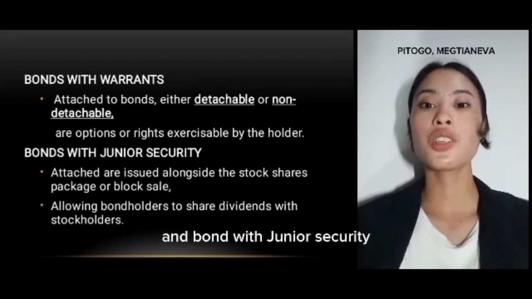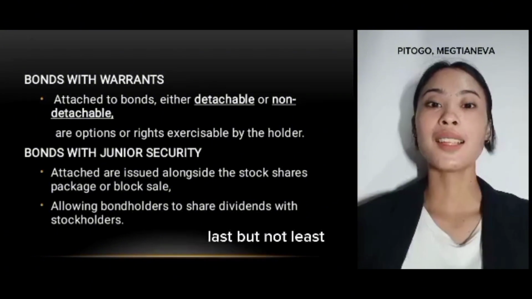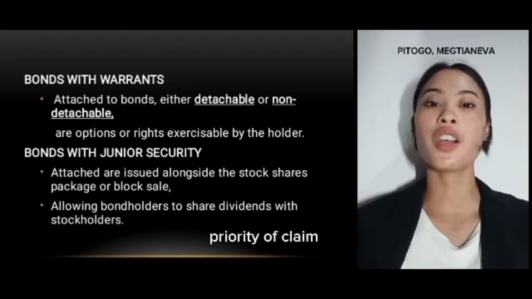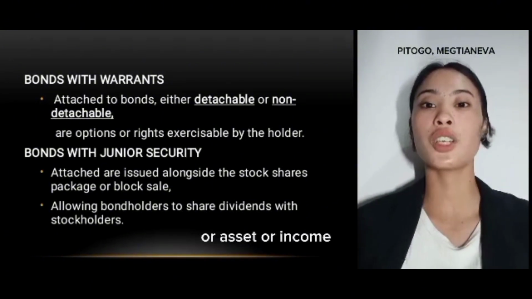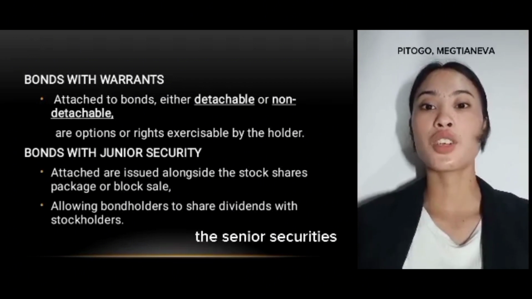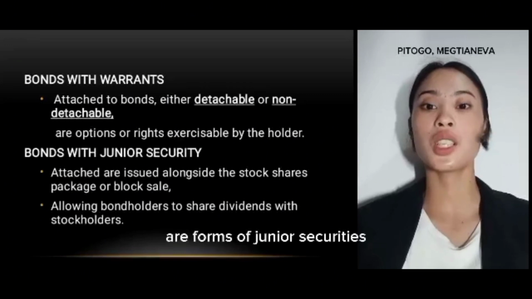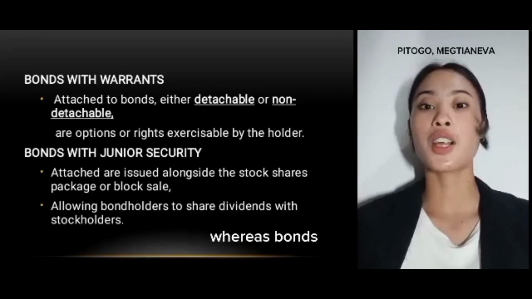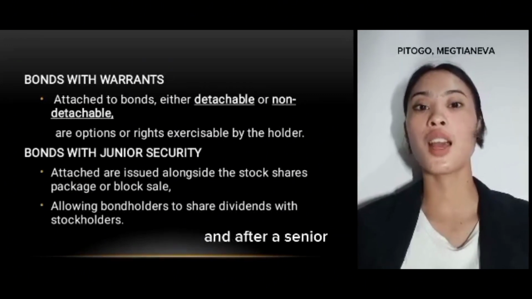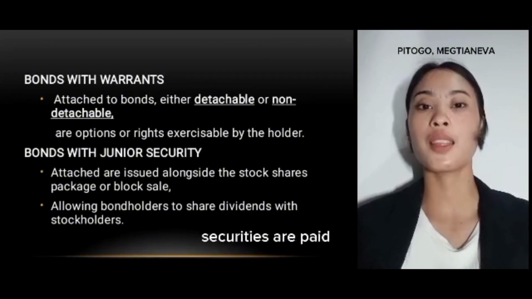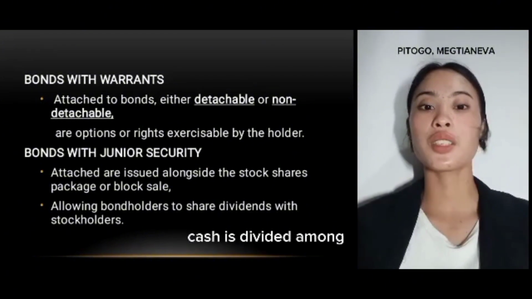And bond with junior security, last but not the least, has a lower priority of claim on assets or income compared to senior securities. Common shares are forms of junior securities whereas bonds are deemed senior securities, and after senior securities are paid, any leftover cash is divided among the junior security holders.